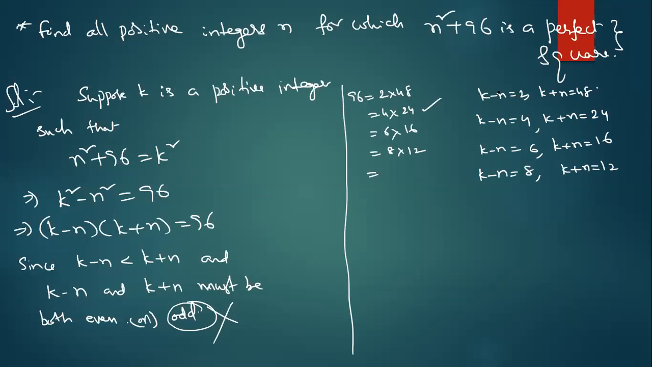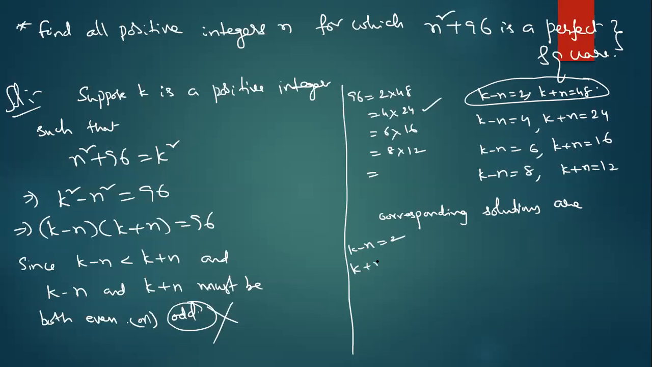Now solve the corresponding equations. How many equations are there? Solving these two equations, what is the answer? How to solve, dear students? Add them. If k minus n is equal to 2 and k plus n is 48, add them. K is how much? 25. Then n is how much?